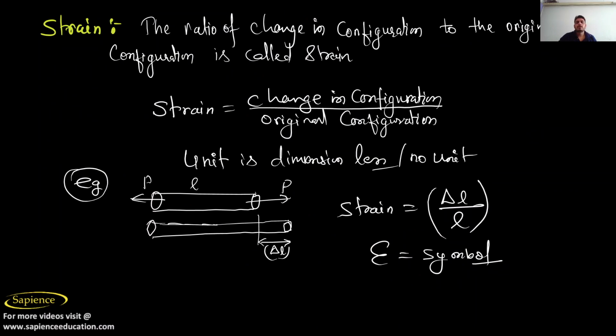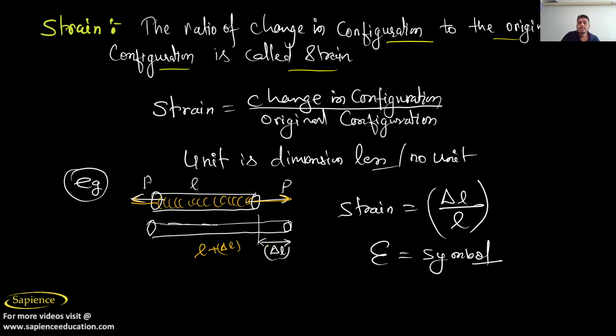Okay, now let's talk about strain. What is strain? It is a very interesting topic. The ratio of change in configuration to the original configuration is called strain. For example, let us consider this is an object of length L. Now you have applied a force in the opposite direction. As you apply a force, its length becomes L plus del L.